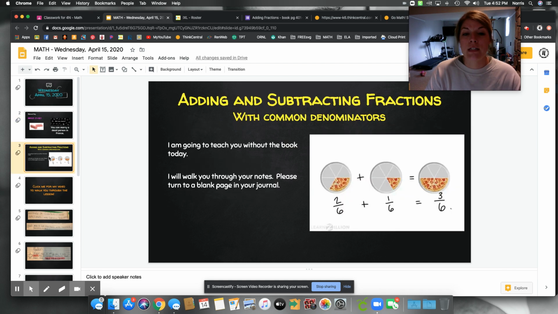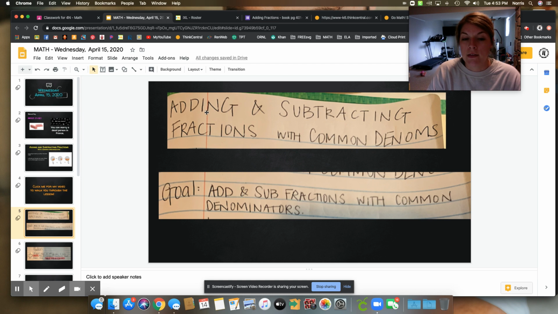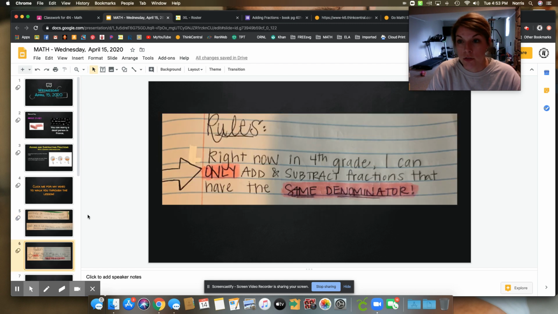Okay, so today we are going to be adding and subtracting fractions with common denominators. I'm going to teach you without the book. I've got some notes that we're going to do in our journal. So if you will take out a blank piece of paper and go ahead and head it at the top. And at the tippy top, I would like for you to write adding and subtracting fractions with common denominators and your goal for the day: to add and subtract fractions with common denominators. Again, please pause me so that you can take notes, okay? I'm going to keep moving on through this.